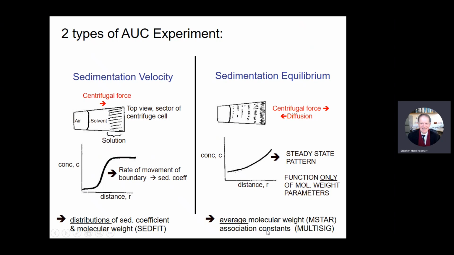If you've got an associating system, monomer, dimers, trimers, and things, you can get the strength of the association via a parameter called the association constant. That's a quantitative measure of the strength of association or interaction between molecules.